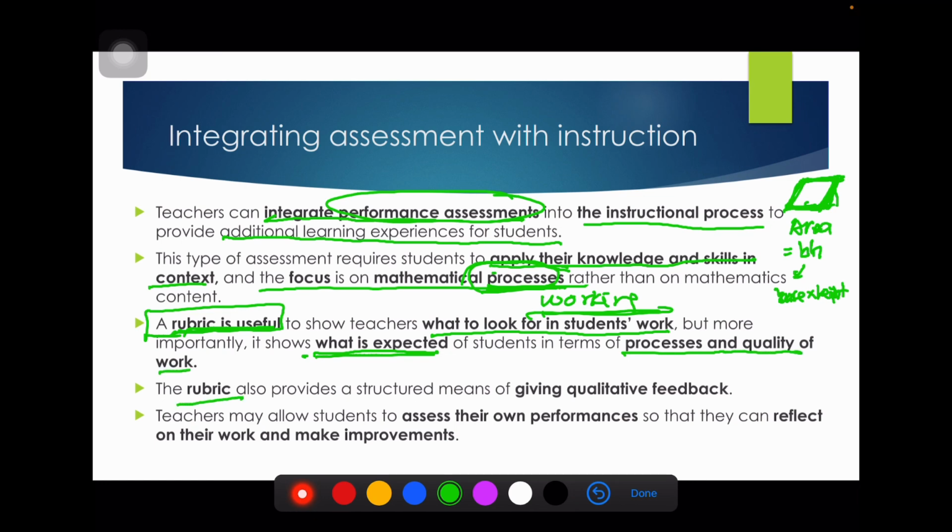Now, this kind of rubric also provides a structured means of giving qualitative feedback. By looking at the rubric, the students would know that they are at the middle, for example, and the statement in the rubric tells them that maybe some of the items in their performance assessment could be improved on. Teachers may allow students to assess their own performances so that they can reflect on their own work and make improvements.